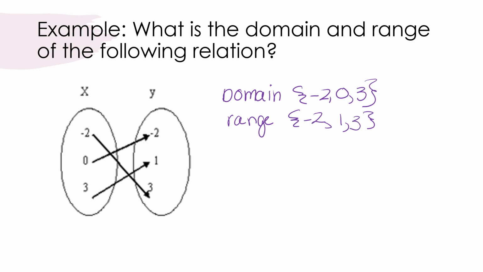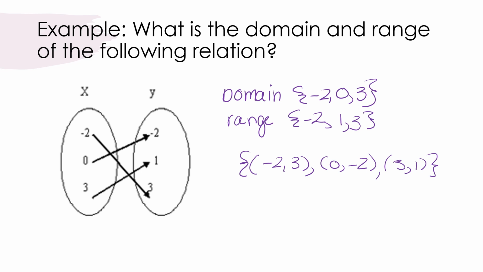Go ahead and write down the ordered pairs for this relation. Go ahead and pause the video and do that. I'll wait. Did you get (-2, 3), (0, -2), and (3, 1)? If I know you guys, every last one of you got it right. Great job. If you didn't, let's talk about it in class.